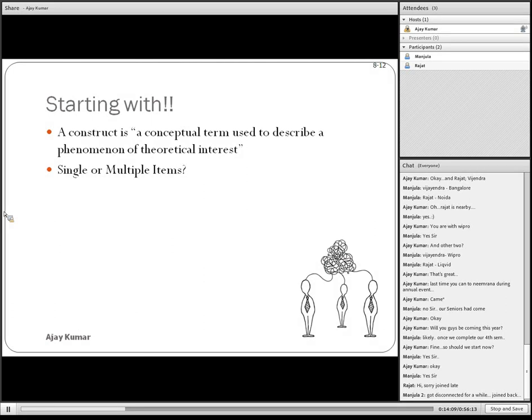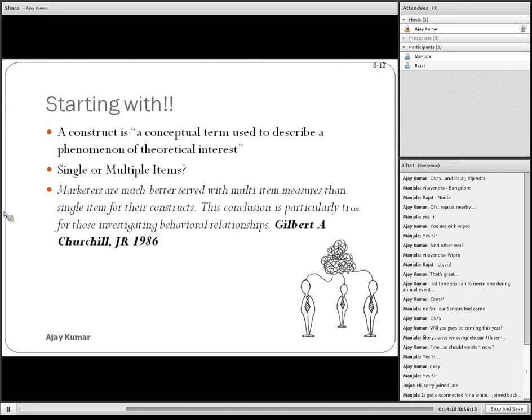So that is the answer to this question, whether we should have single or multiple items in our questionnaire: it would be multiple items. This is what Gilbert Churchill said in 1986 when he gave this paradigm of developing a questionnaire with scientific method: marketers or anyone are better served with multi-item measures than a single item for their constructs.